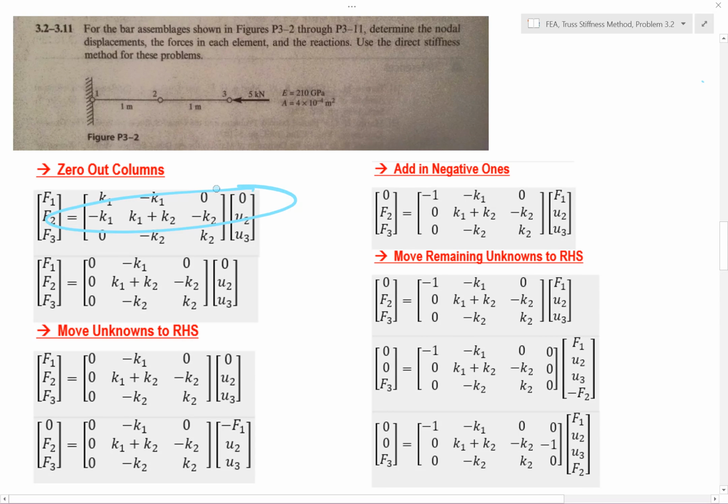Okay, so we left off here, right? Well, next thing we need to do is zero out our columns. This represents force 1, that would represent this. So I'm going to go ahead and work out force 1 for you guys. It'd be like this. Okay, so that's how you work out force 1.